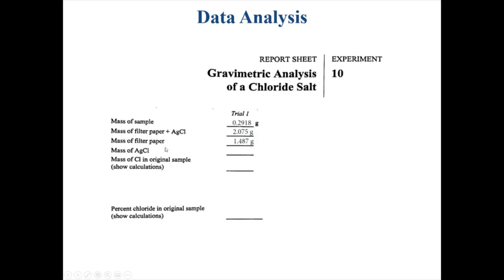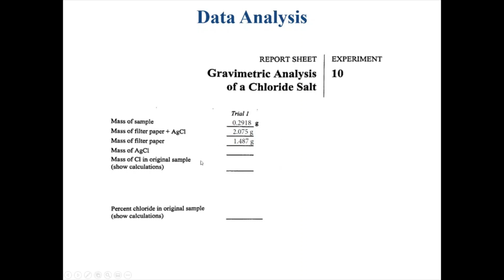Okay, so then what you're going to do is you're going to calculate your mass of AgCl, which is going to be the mass of the filter paper and the silver chloride minus the mass of the filter paper. So that's how we're going to basically take this number minus this number, and we're going to get the mass of AgCl. Once you have the mass of AgCl, you can use your gravimetric factor, which we calculated earlier in the presentation, to calculate the mass of chloride in the original sample. And then once you have that, we now have the mass of chloride, and we have the total mass, which is 0.2918, and you can calculate your percentage.